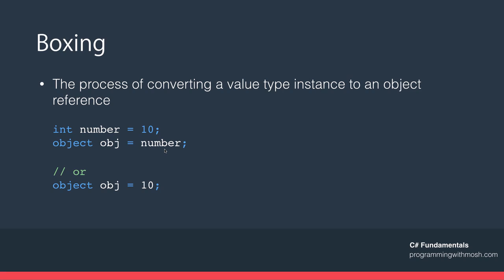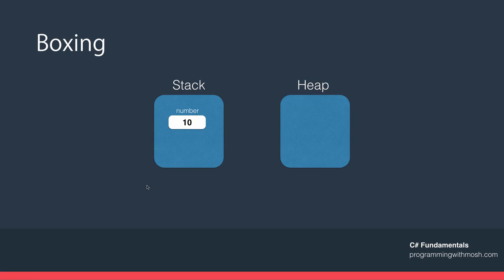Or a different way to write the same code is like this. We simply declare an object variable and assign it a value. What happens behind the scene is this value gets boxed by the CLR and stored in the heap instead of the stack. So let's take a look at the memory visualization. Assuming that here we have a stack and a heap, and on the stack we have a variable called number with the value of 10. Now when boxing happens, CLR creates an object in the heap and then creates a reference in the stack that points to that object. So as you see, the value is now stored in the heap along with an object reference in the stack.